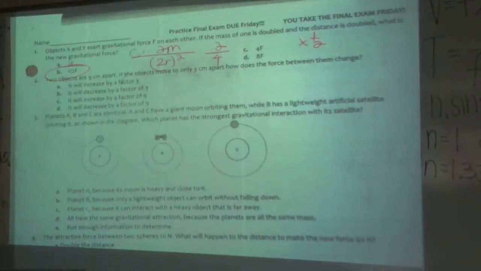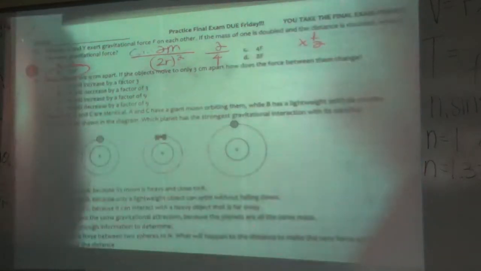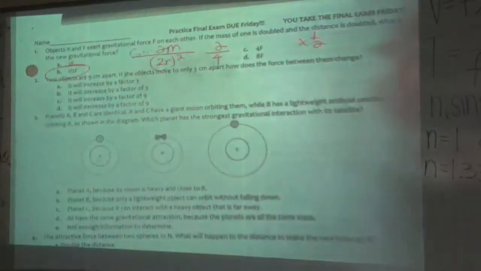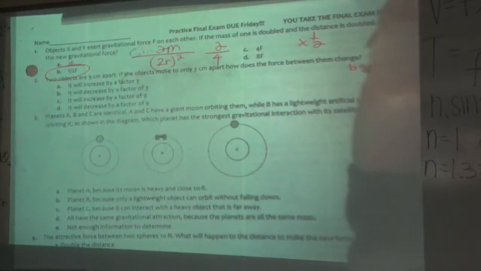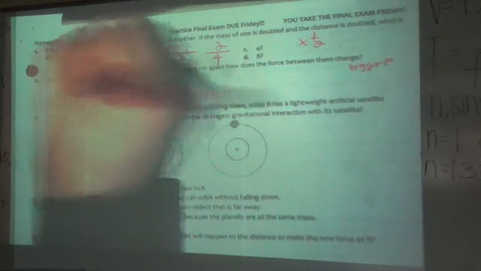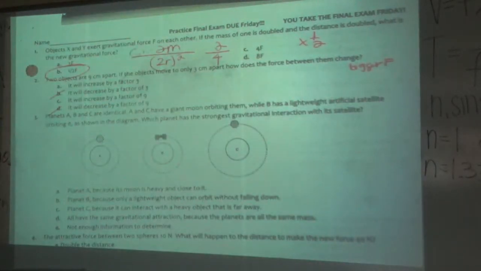Two objects are 9 centimeters apart. If they move to only 3 centimeters apart, how does the force change? Well, first of all, let's just think. If they're 9 centimeters apart going to 3, when I get closer together, that's less distance, so that's going to be a bigger, stronger force when it's closer together. So we can cross off the decrease. We know it's going to be increasing.